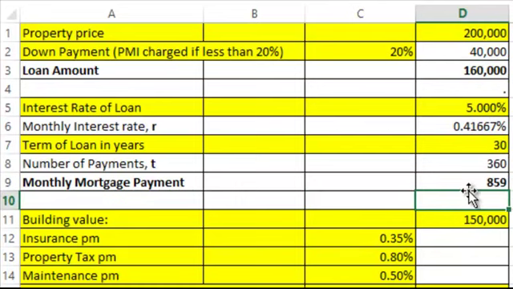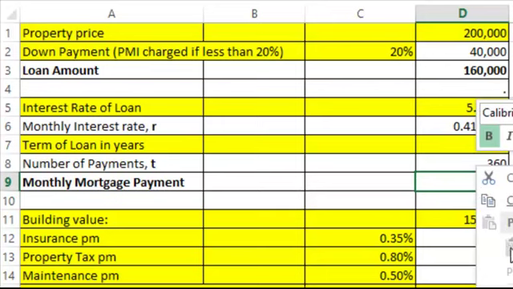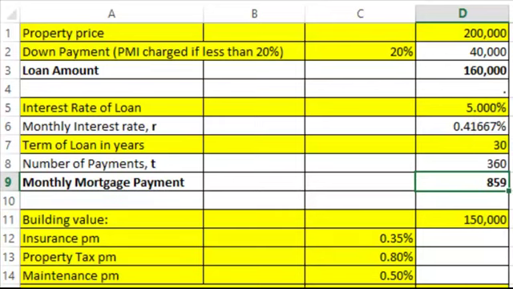And this is rounded, so 859, right? But if we go to format cells, then you'll see that that is correct, right? So again, this is what we need to enter for the monthly mortgage payment.